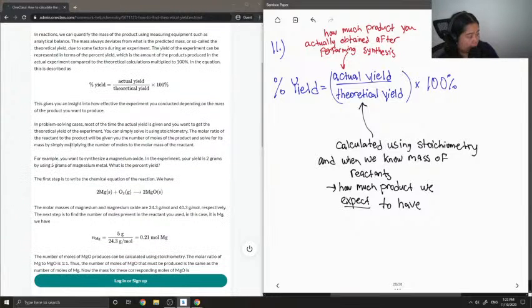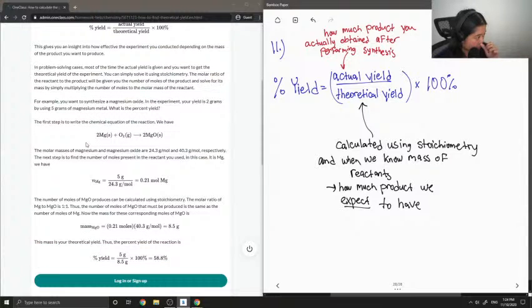So in problem-solving cases, most of the time the actual yield is given, and you want to get the theoretical yields of the experiment. You can simply solve it using stoichiometry. The molar ratio of the reactant to the product will be given. It gives you the number of moles of the product, and you just have to solve for its mass by multiplying the number of moles to the molar mass of the reactant. For example, you want to synthesize magnesium oxide. In your experiment, your yield is 2 grams, and you started off with 5 grams of magnesium metal. What is the percent yield?